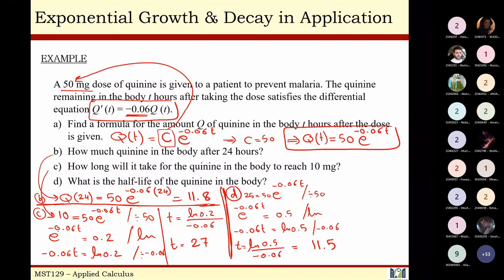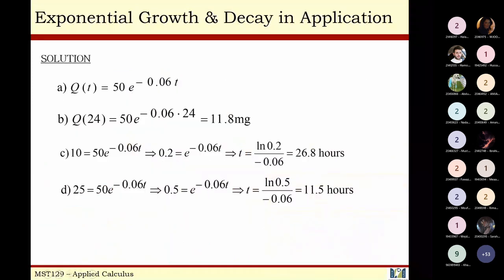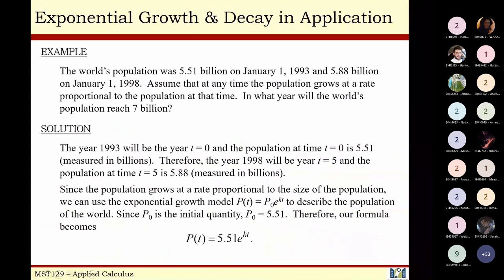Look at this example, another example. The world population was 5.51 billion in 1993. So in 1993, the population was 5.51 billion.